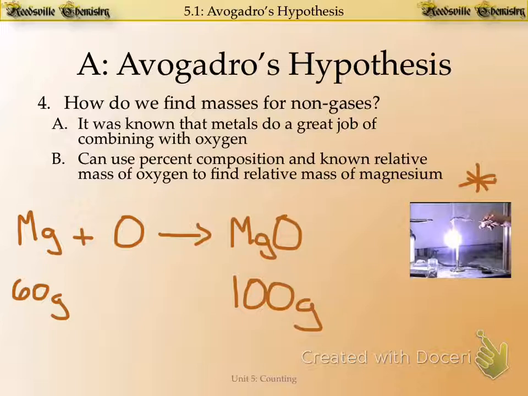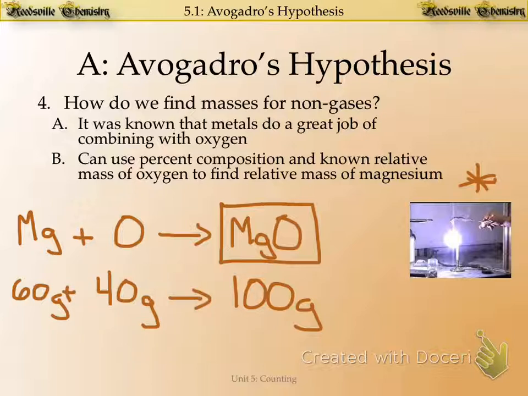So, how much of the magnesium oxide must be oxygen? Well, the answer is 40 grams, because 60 plus 40 gives 100, and the law of conservation of mass says that this side has got to be equal to that side. Now, what do we know about oxygen besides the mass that's being used in this particular example? Well, we know its relative mass. We found that on the previous slide. We called it 16. So oxygen has a relative mass of 16 AMUs. We don't know what the relative mass of magnesium is.